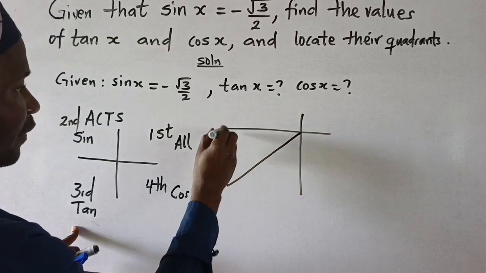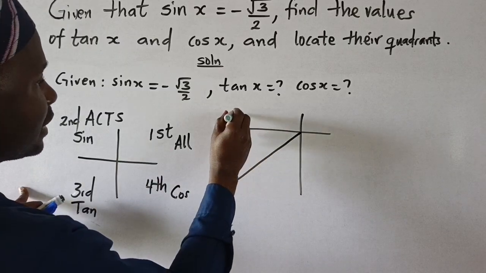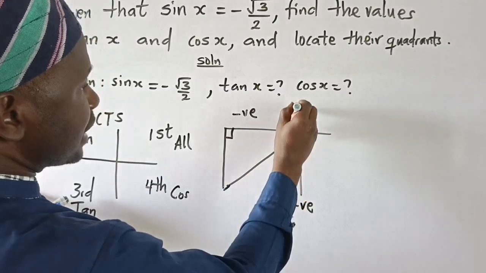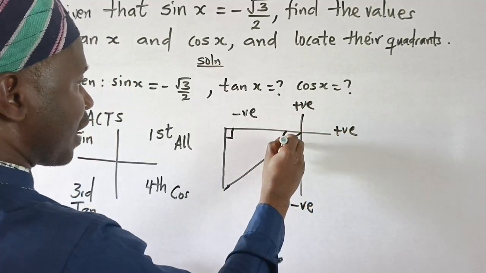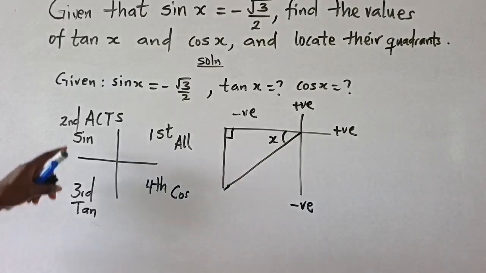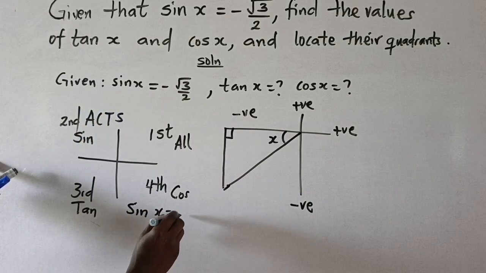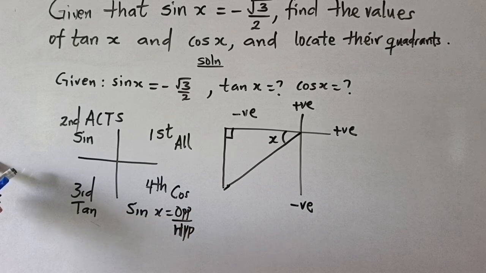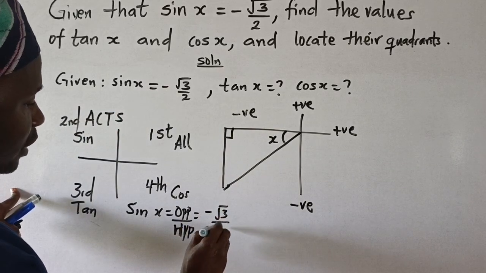So by considering the third quadrant, we have a right angle triangle. Now this side is negative, and this side here we have positive. We have angle x, so we place angle x here. Since sine of the angle given, sine x, equals the ratio of opposite to hypotenuse, here we have opposite to be minus root 3, hypotenuse to be 2.